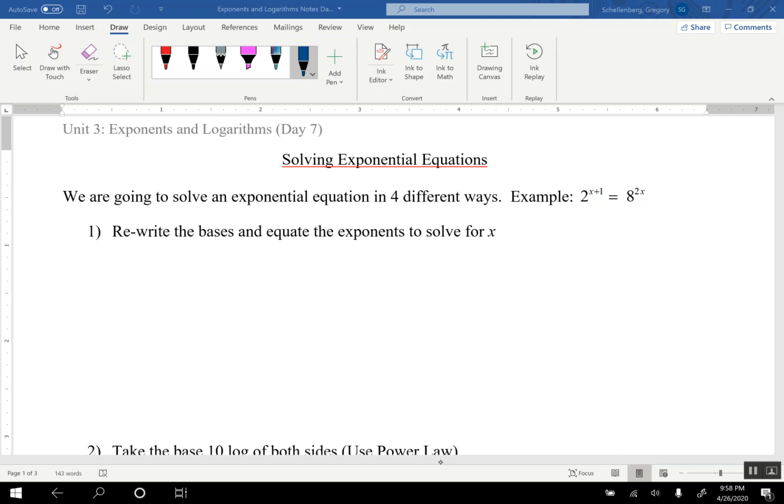So let's take 2 to the power of x plus 1 is equal to 8 to the power of 2x, and we are looking to solve for x. So the first strategy we will use is to rewrite 2 and 8 as powers with a common base, and then go from there.